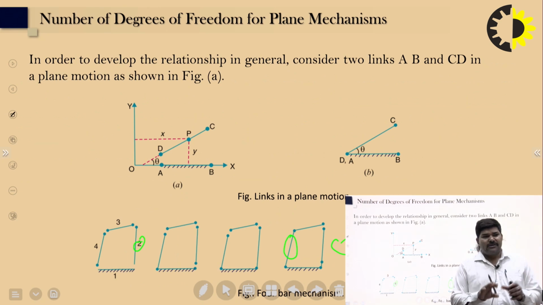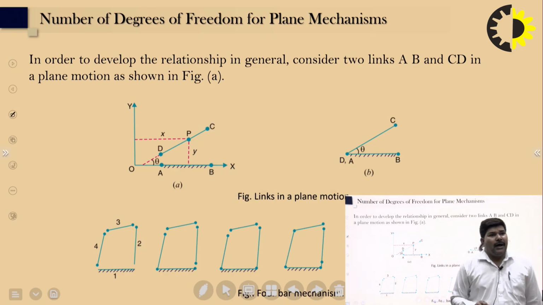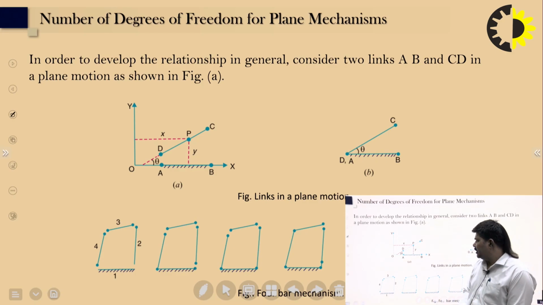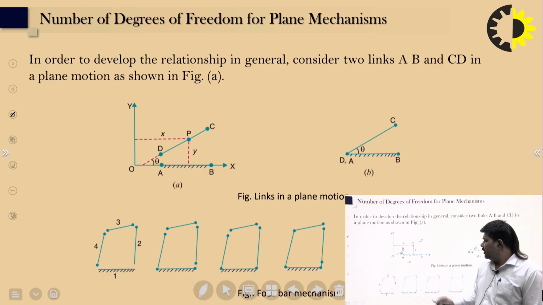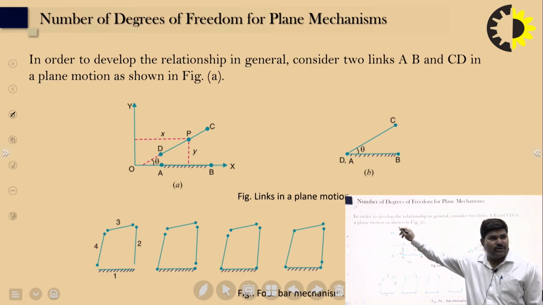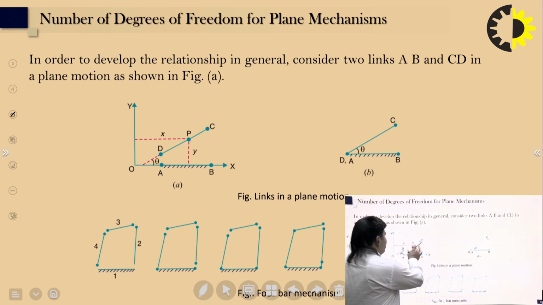Suppose for the degree of freedom in the planar mechanism, we develop some general relationship considered from link A. Suppose you can see here one link, CD is one link here, and in the xy plane, that is the plane YOX, one link is placed, and at point P we can find the point P in the xy direction. So we can say that the point is x and y.